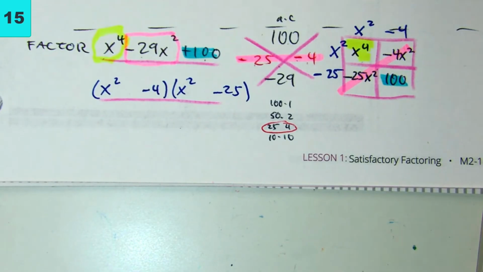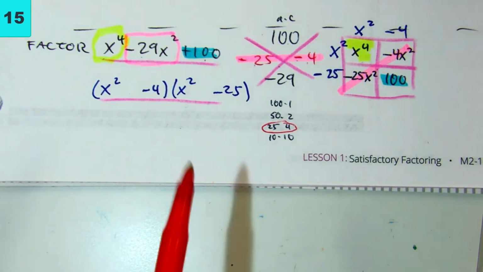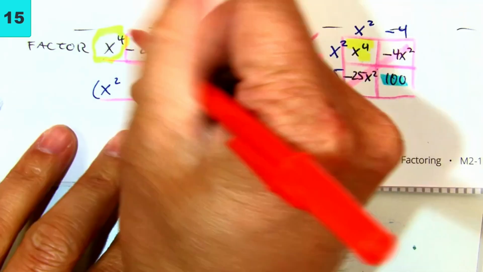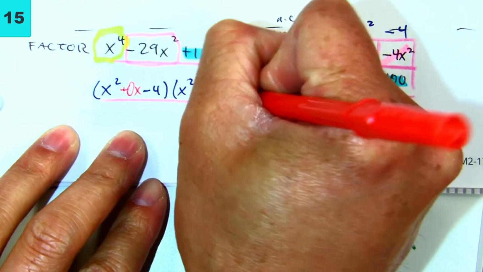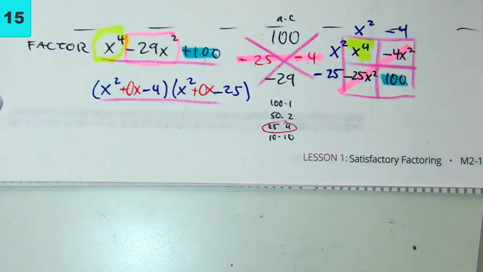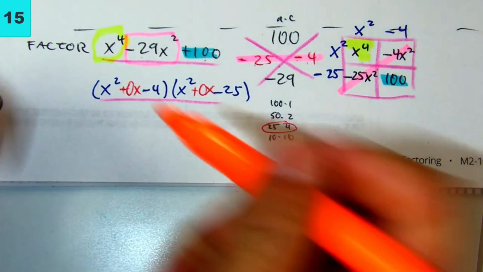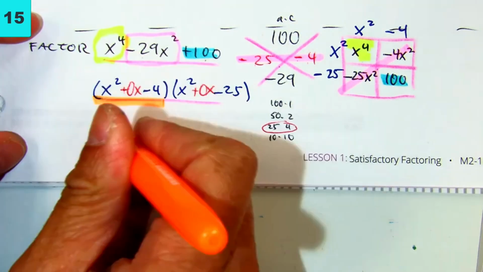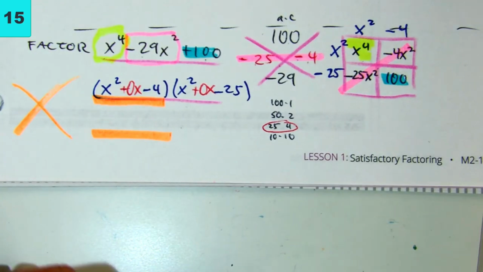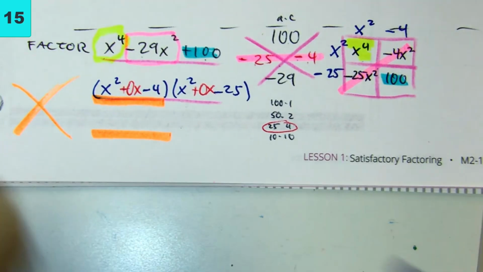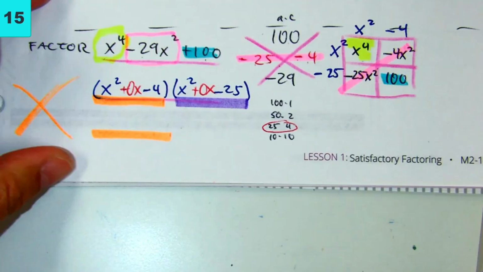Class, why did I leave that big space there? It's the b value. What is the b value? 0x. And I did that so you can see that this will factor again, and these two will factor again. Let's do it over here.